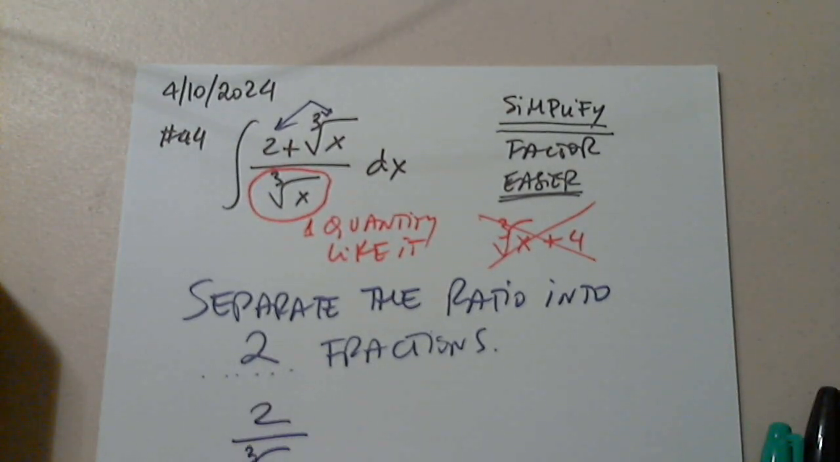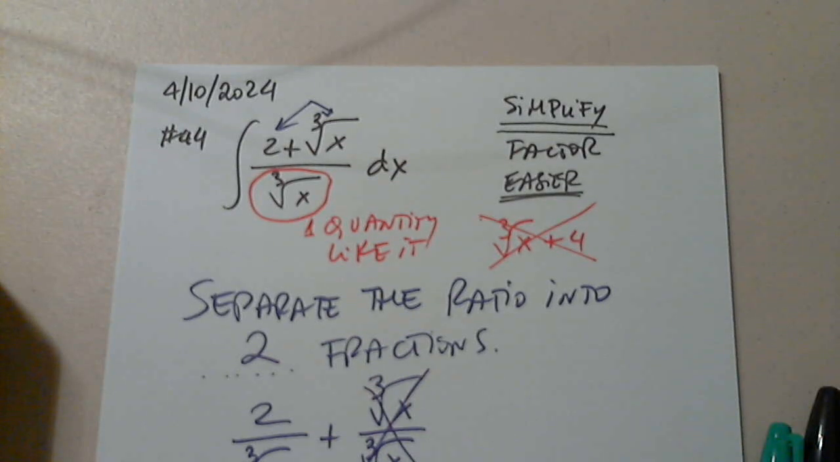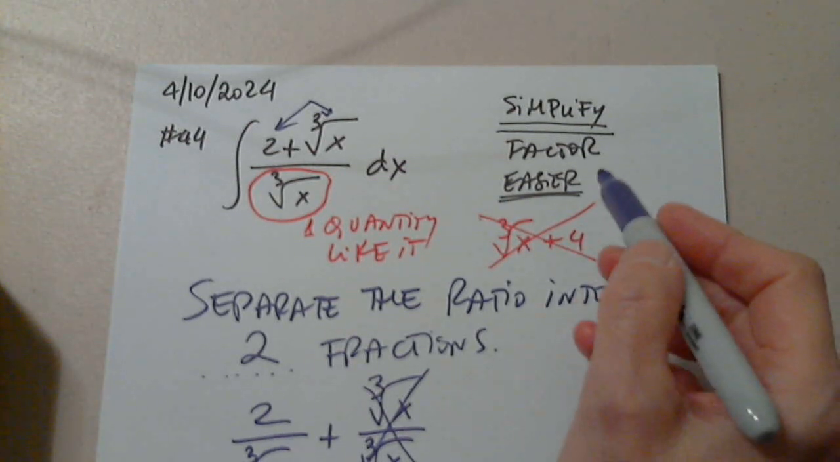2 over the cube root of x plus the cube root of x over the cube root of x. This is very nice and easy because it's 1. And this we worked on before. How do you present this so it makes it easier?